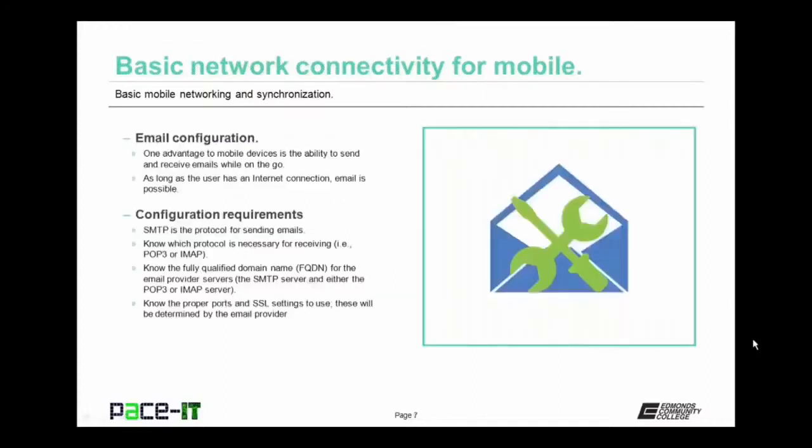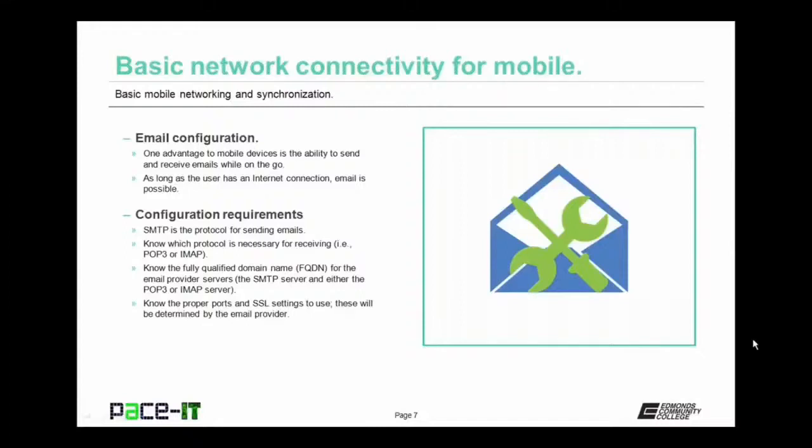Now, one of the advantages of mobile devices is the ability to send and receive emails while on the go. As long as the user has an internet connection, email is possible. Some of the things that you need to know before you can utilize this function are the proper email configuration requirements. You need to know your SMTP, your Simple Mail Transfer Protocol. That's for sending emails. You need to know which protocol your service provider requires for receiving email. Is it POP3 or IMAP?